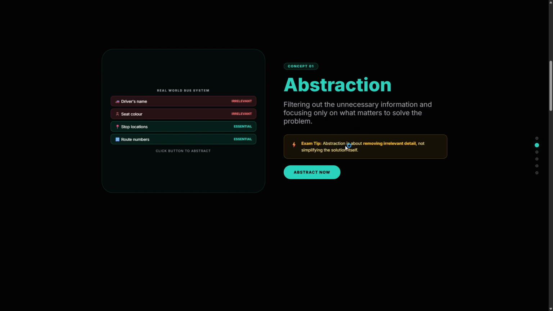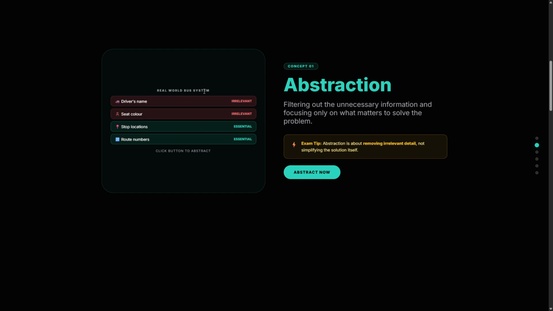So exam tip: abstraction is about removing irrelevant detail, not simplifying the solution itself. It's nothing about making a simple solution. It's about just removing the unnecessary data for that problem. So only the relevant data is there, and you can solve the problem with the relevant data.